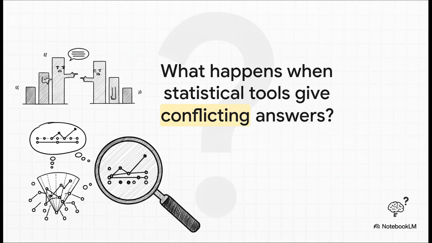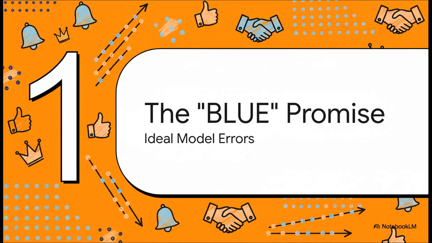And this really gets at a much bigger issue, right? What are we supposed to do when the very tools we depend on for clarity seem to be arguing with each other? To solve this puzzle, we really have to understand what each test is looking for and, more importantly, why they might see the world in completely different ways. So before we can figure out what went wrong, we've got to understand what right is supposed to look like.